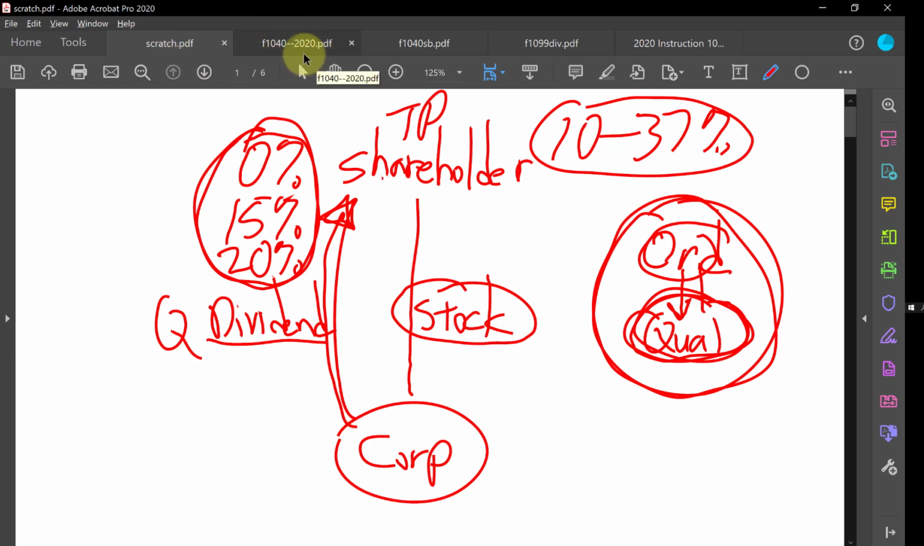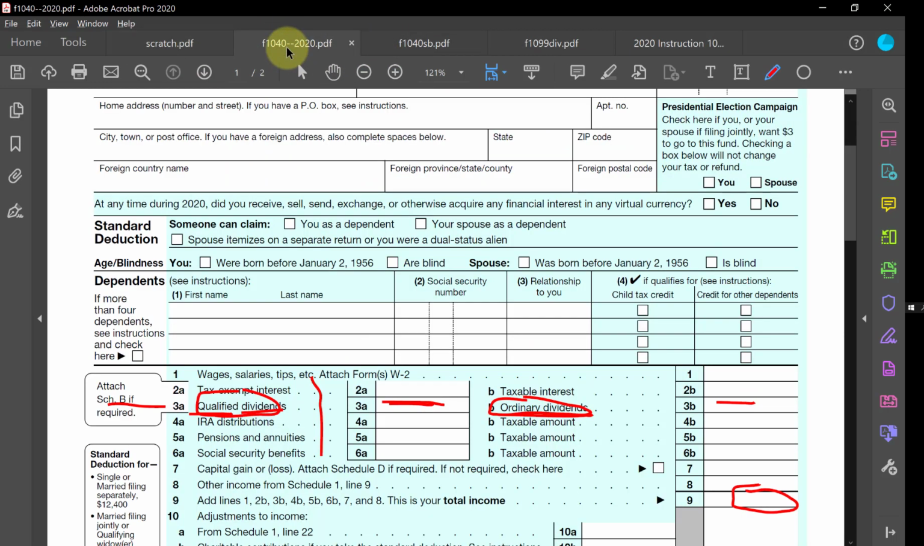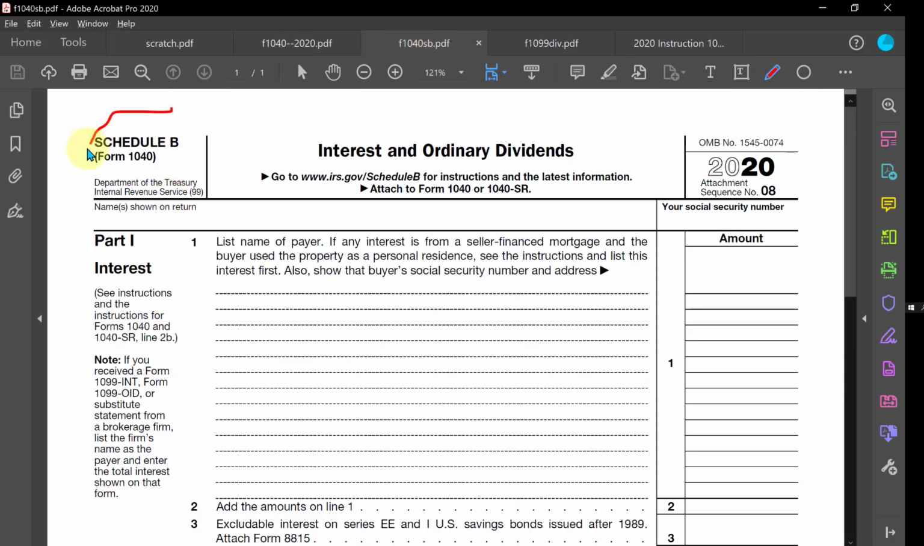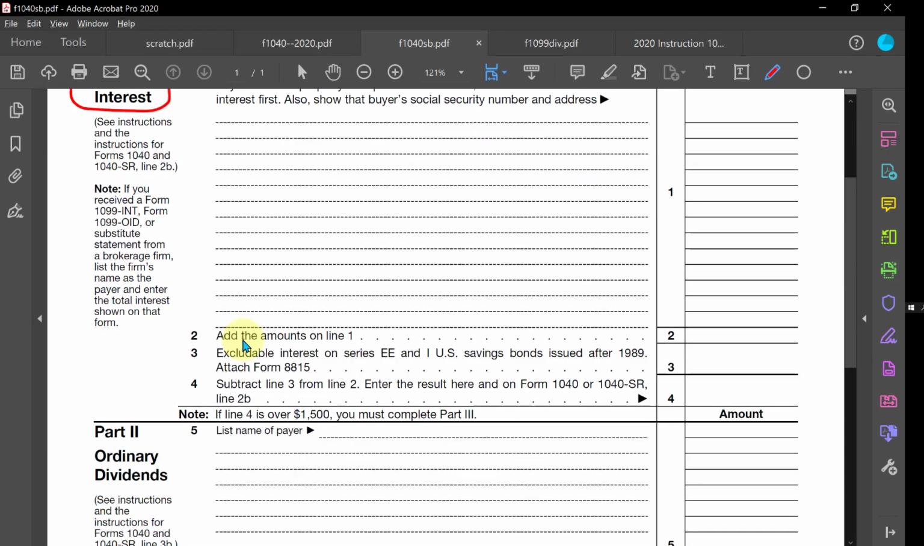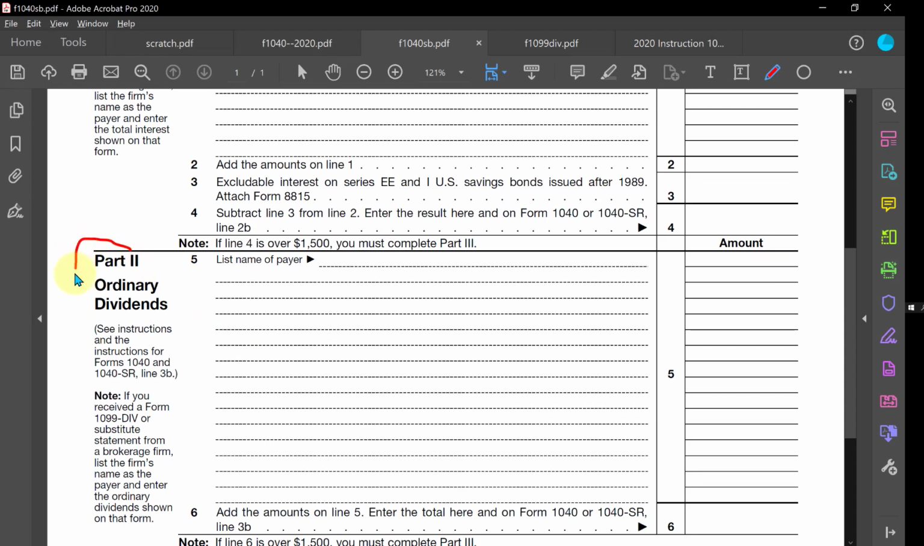When we have added up all the qualifying dividends and put them here, and all the ordinary dividends and put them here, if the total of the ordinary dividends is more than $1,500, just like we saw for the interest income, when it exceeds $1,500, we need to list them out on that Schedule B. Yeah, Schedule B. And the first part was for interest that we've already covered. And now here in part 2 is for ordinary dividends.